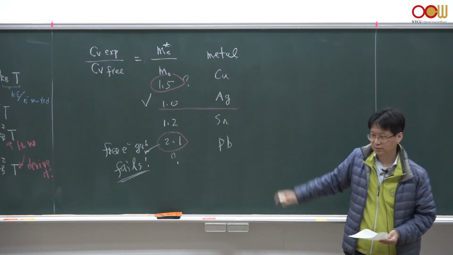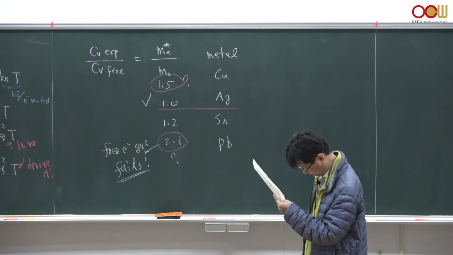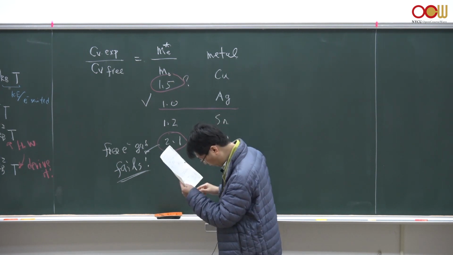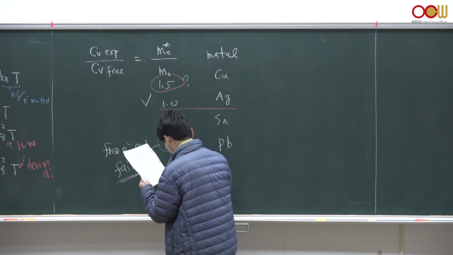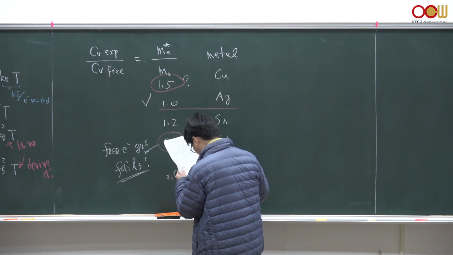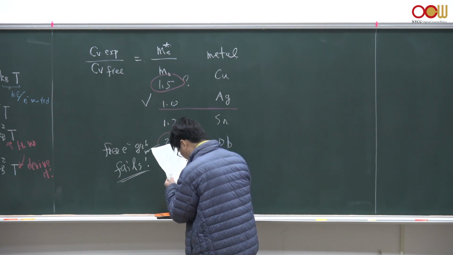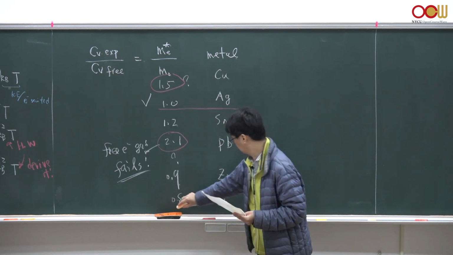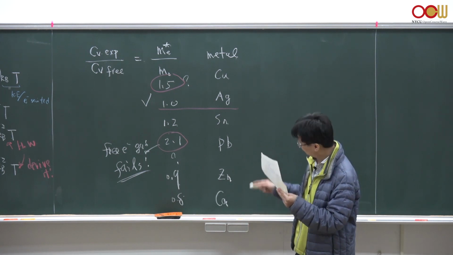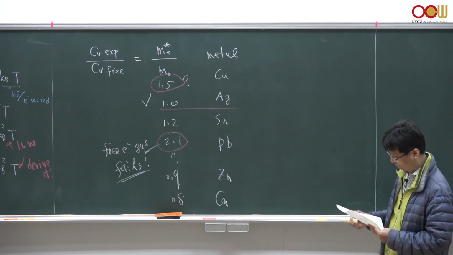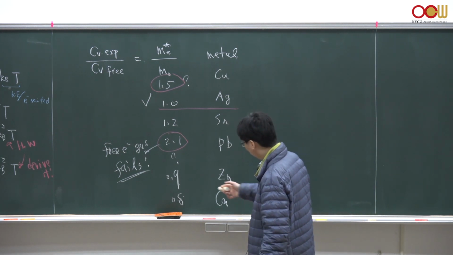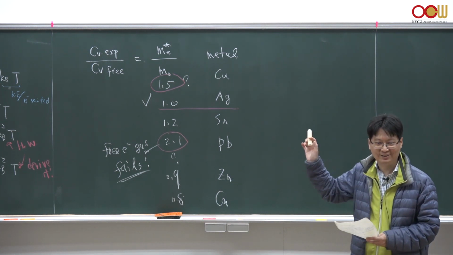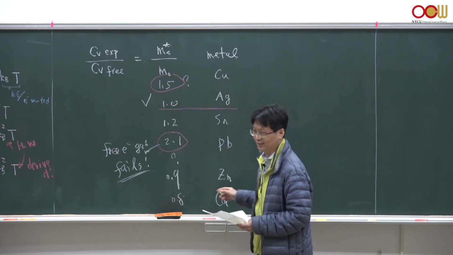Any questions? Yes? Are there any metals lower than 1? You mean this ratio is lower than 1? Yes, there are. Zinc is 0.9, and I think this is calcium, 0.8. So they're not so bad. They're very close to 1. But you can ask why these values are smaller than 1. I need to check the textbook before I can answer that question. Okay.